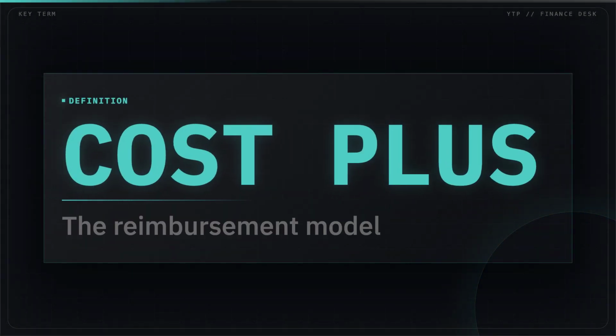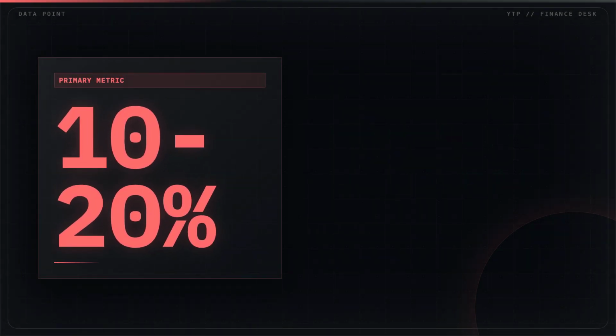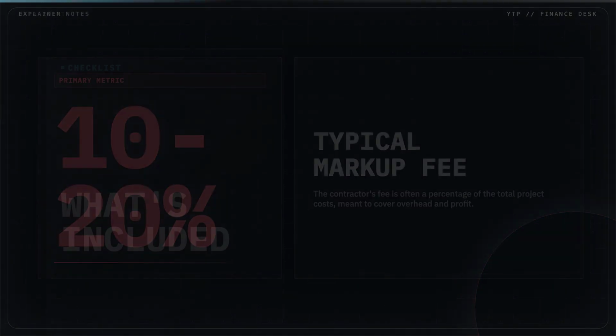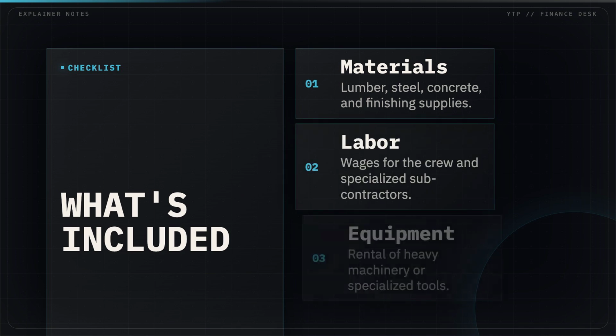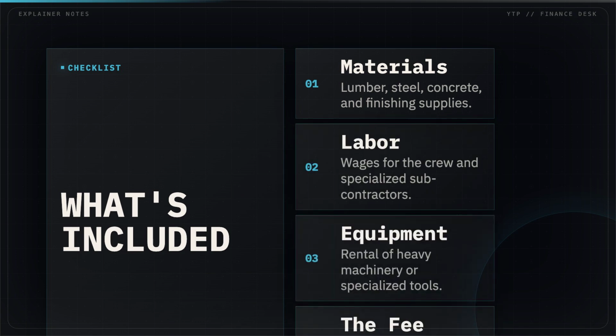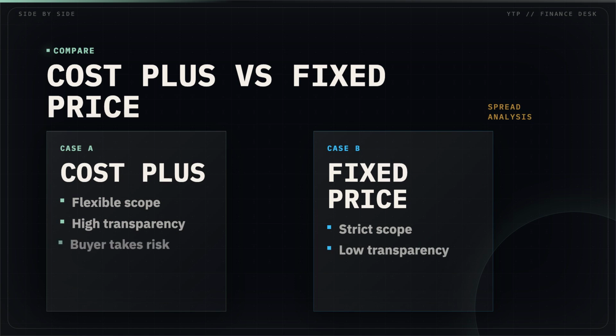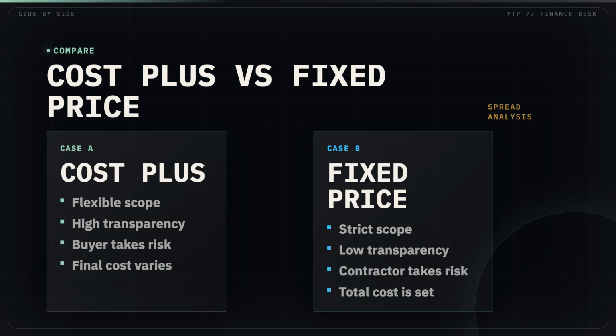At its core, a cost-plus contract means the buyer pays for all actual project expenses, plus an extra fee for the contractor's profit. The contractor usually adds a percentage on top of the direct costs to cover their overhead and generate profit. You are effectively paying for all the direct inputs, from raw materials to the hourly labor of every person on site. Unlike a fixed-price contract where the total is locked in, Cost Plus offers more flexibility but shifts the financial risk to you.